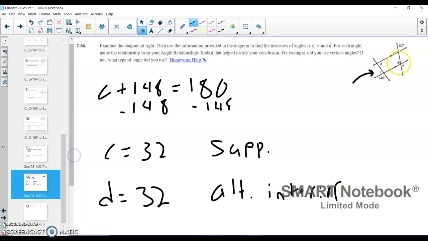Now the next one, we have B and A. What I notice here is that with 62, we could use a vertical angle relationship to say that this is also 62, right here, where the black dot is.